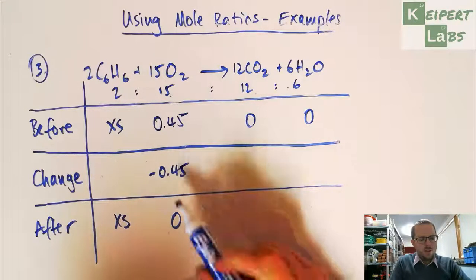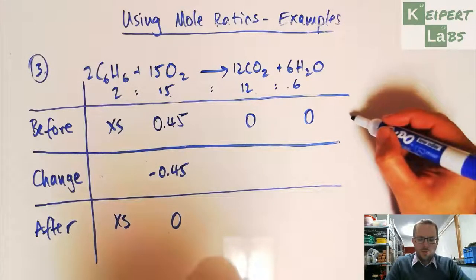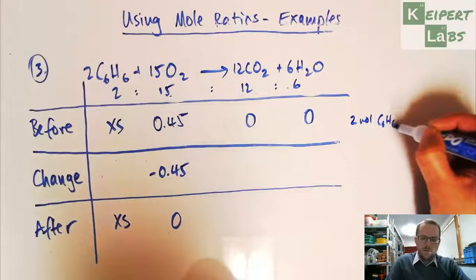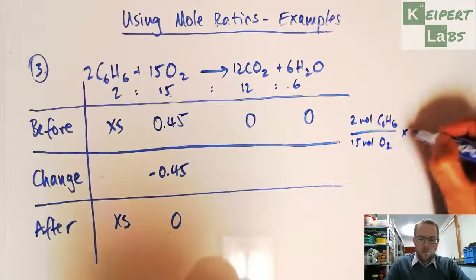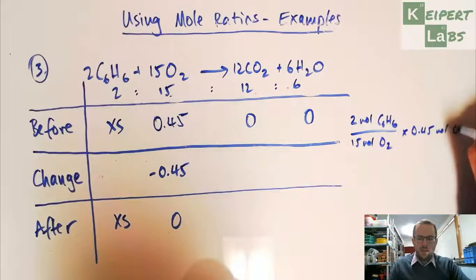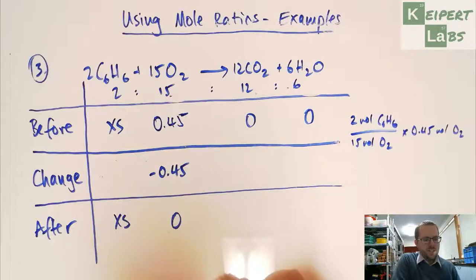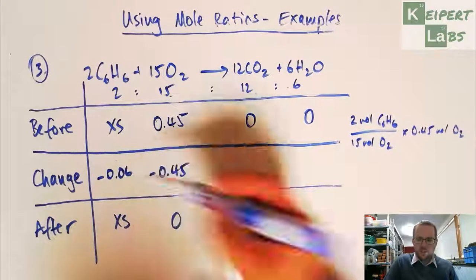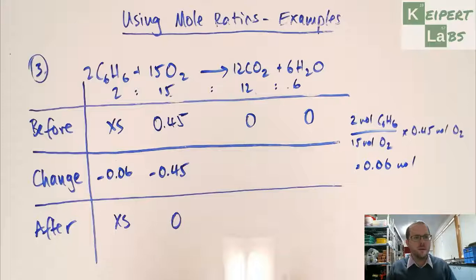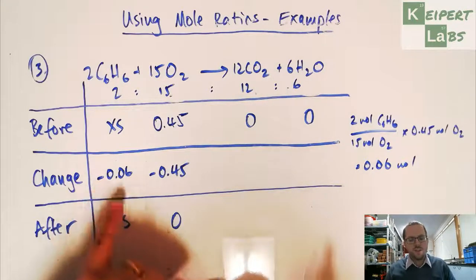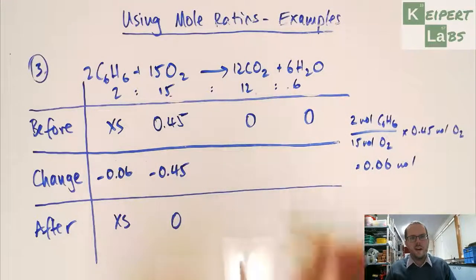So for the moles of our C6H6, we have a ratio of 2 moles of C6H6 for every 15 moles of O2. So we would multiply that by our 0.45 moles of O2 to work out exactly how much is going to be reacting. So we're decreasing by 0.06 moles. That's how many moles of C6H6 is required. We still have an excess, but that's how much it's changed by. And now we go through a similar process to look at our carbon dioxide and then our water.